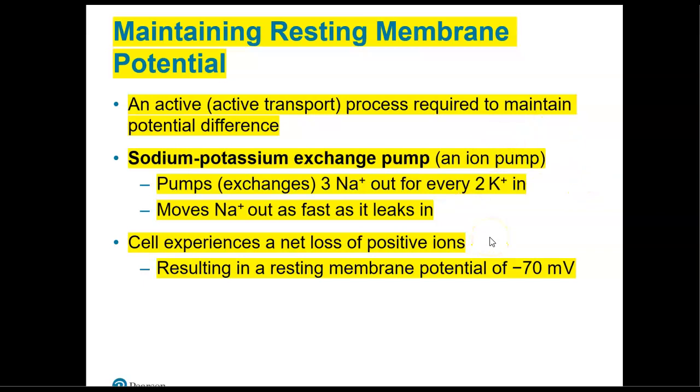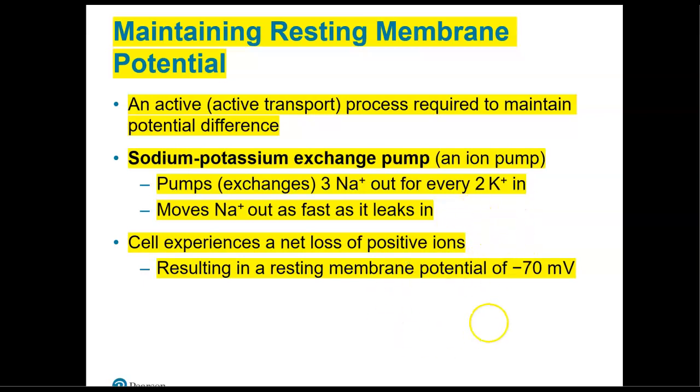So what it does is it maintains a higher concentration of sodium outside the cell. And since both of these are positive ions, sodium is positive, potassium is positive, if you're moving 3 positive ions out for every 2 positive ions in, you're going to keep the outside of the cell more positive than the inside. So the cell will experience a net loss of positive ions. It will lose more positive ions than it gains.